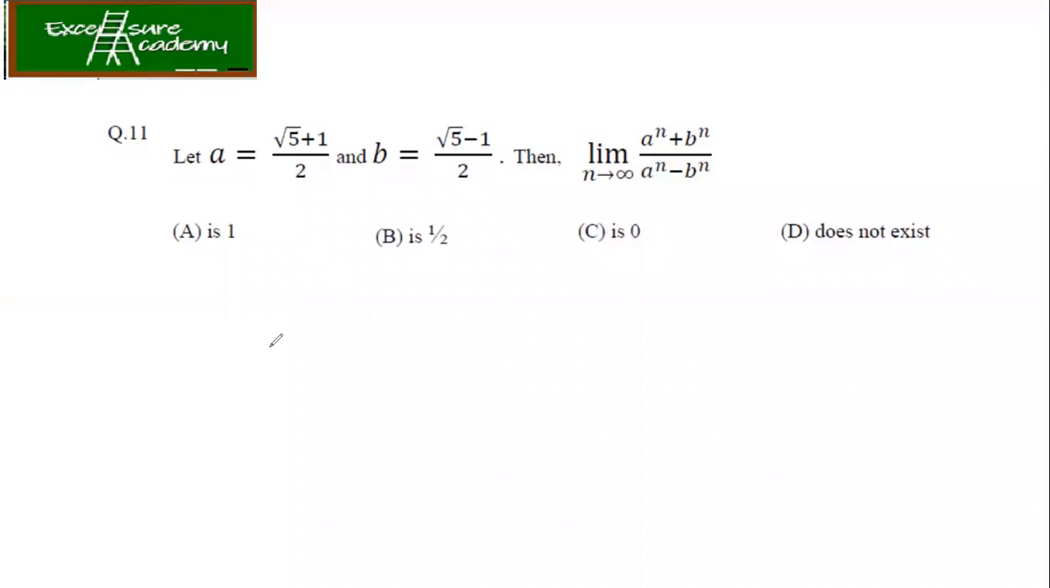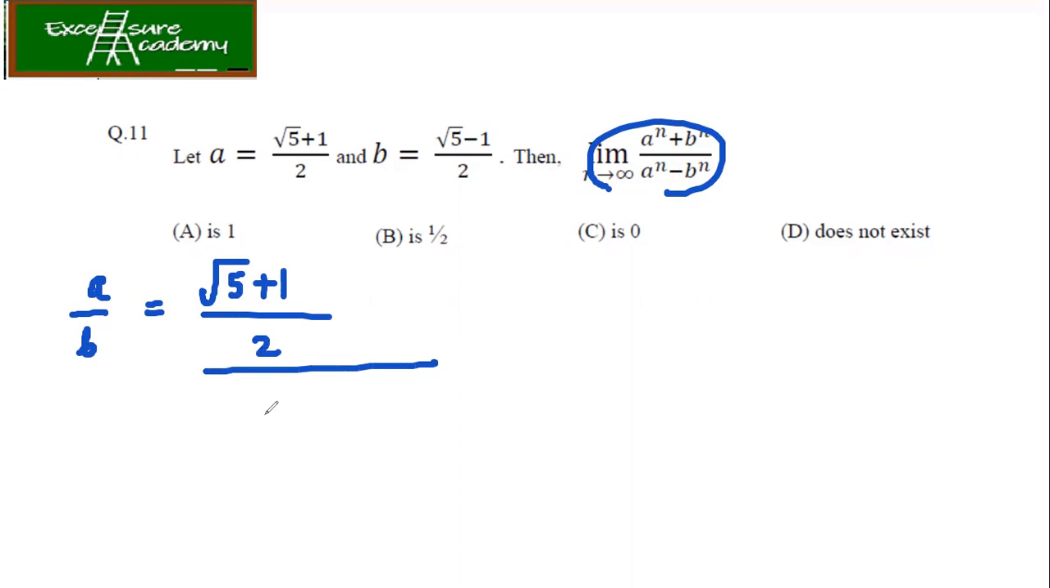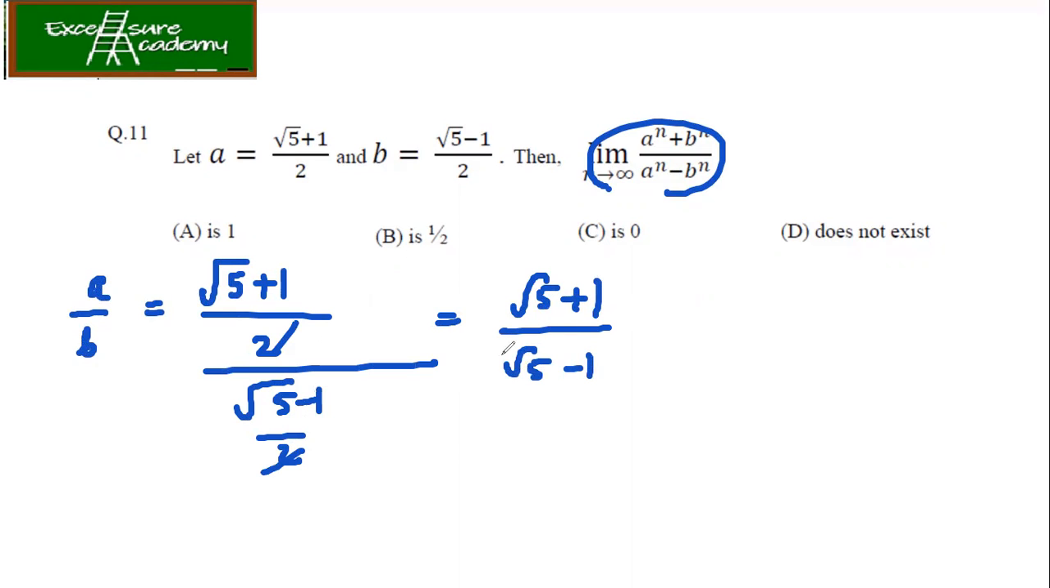First, let's see what a by b is. We get root of 5 plus 1 by 2, divided by root of 5 minus 1 by 2. The 2 cancels, and we get root 5 plus 1 by root 5 minus 1. If you know the value of root 5, this entire entity is going to be greater than 1.